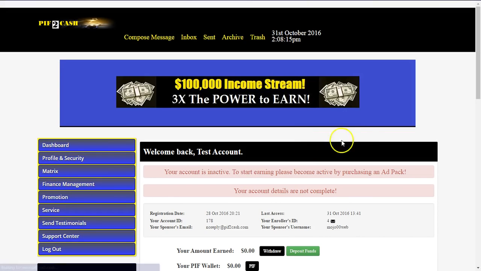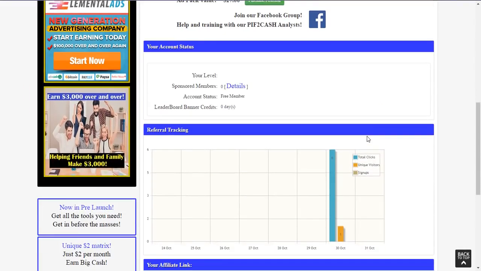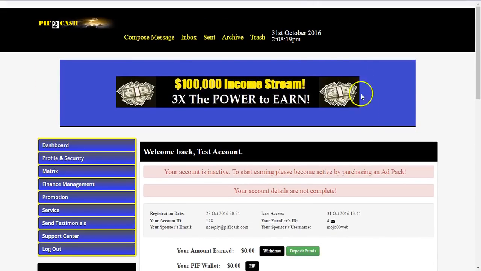Up here at the top you're going to see compose message, inbox, sent, archive, and trash. This is an internal communication system, an internal mailing system. I suggest that you get to know this because it's very important.